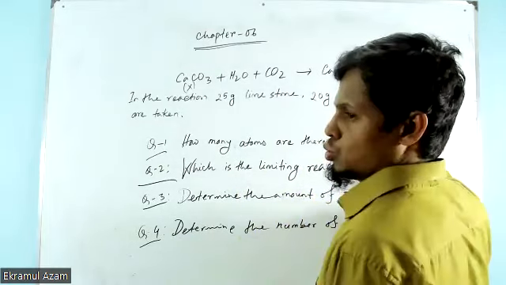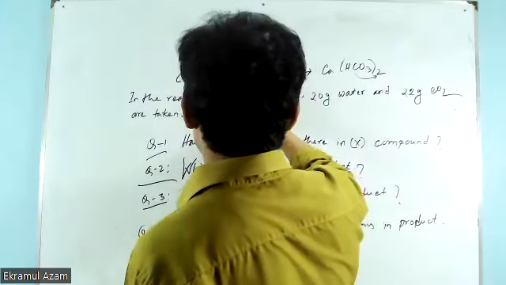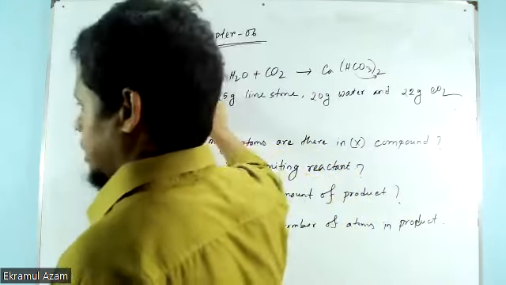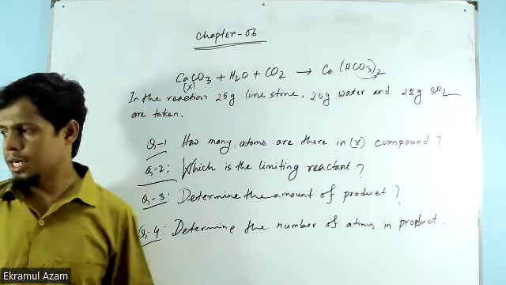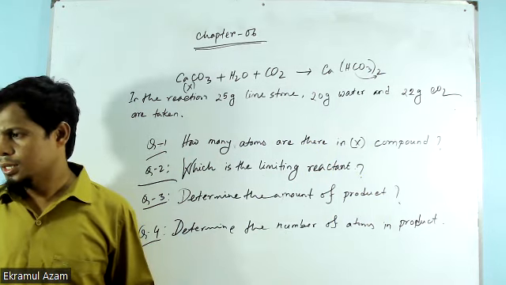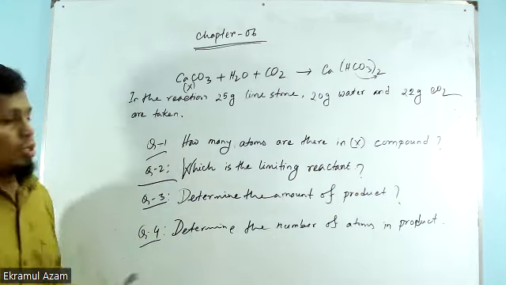Oxygen: 3 into 2, 3 into 2 means 6. Here 2, 1, 3, another 3, that is 6. So this is a balanced reaction. You understand? Right? It's a balanced reaction already.